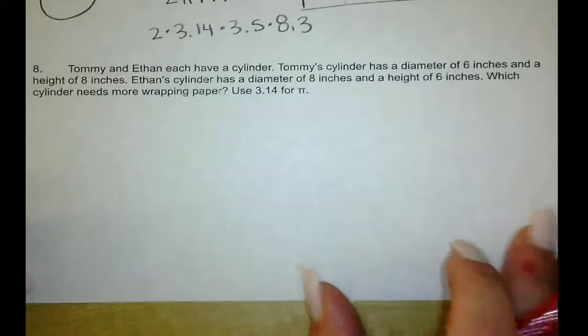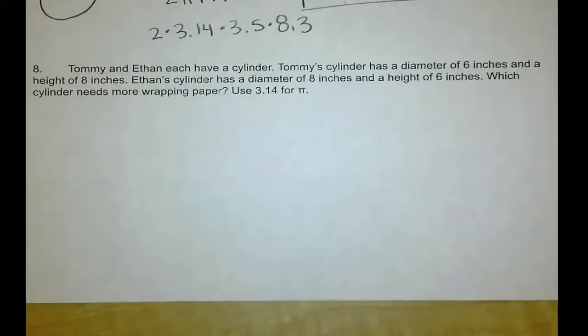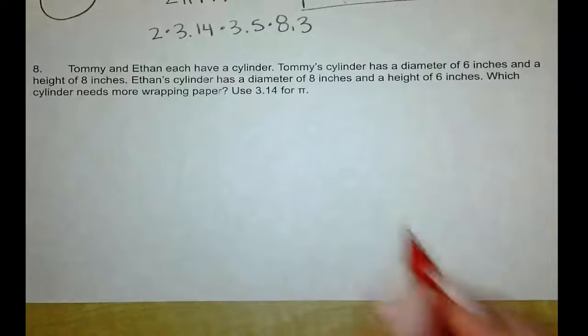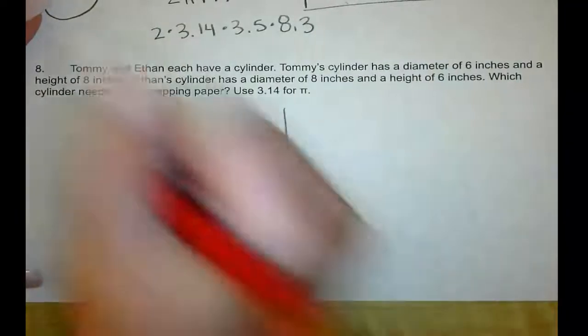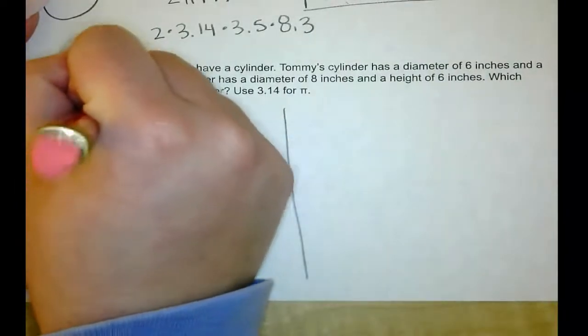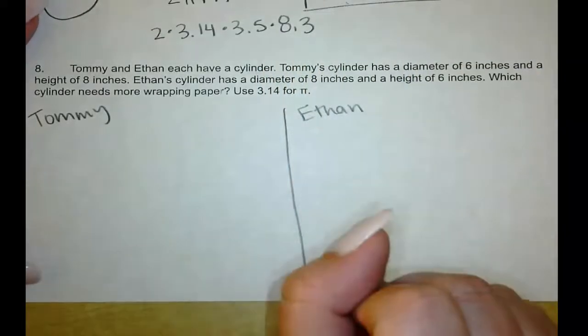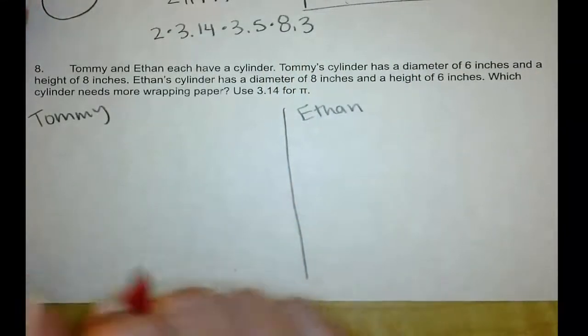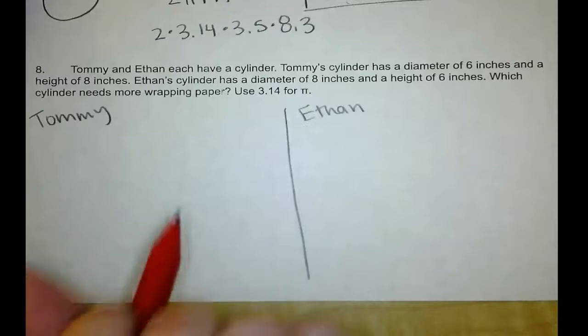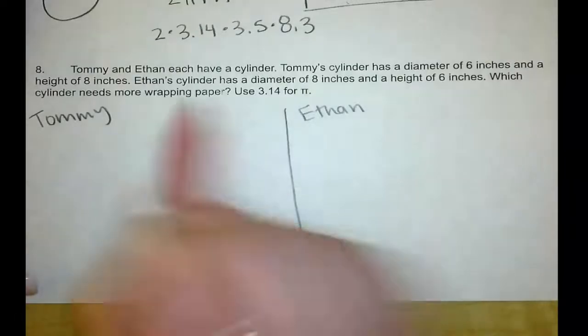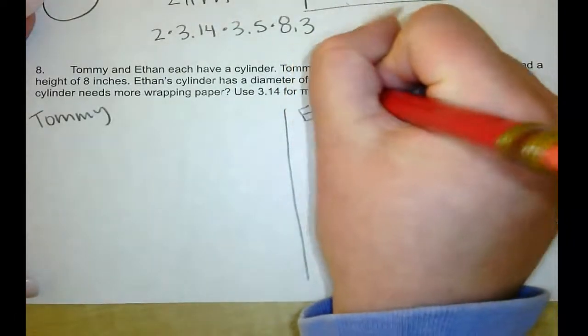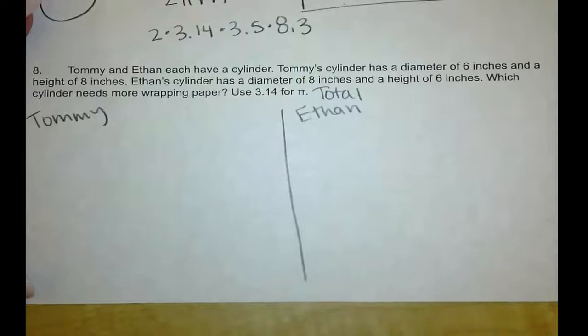All right, for this one, Tommy and Ethan each have a cylinder. Tommy's cylinder has a diameter of 6 and a height of 8. Ethan's cylinder has a diameter of 8 and a height of 6. Which cylinder needs more wrapping paper? So we've actually got two problems here. We've got Tommy and we've got Ethan. Okay, so again, I'm going to help you draw the pictures and decide what formula to use, and then you're going to pause and solve on your own. So because we're looking for wrapping paper, we're finding total surface area. Okay, so make sure you use that formula.